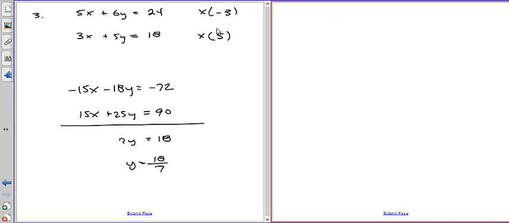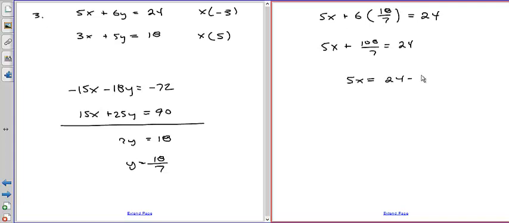And then we can plug that back into either equation. So we'll plug it into the first equation. So you get 5x plus 6y, but y is 18/7, and that equals 24. So we get 5x, 18 times 6 is 108 sevenths, equal to 24. 5x equals 24 minus 108 sevenths.